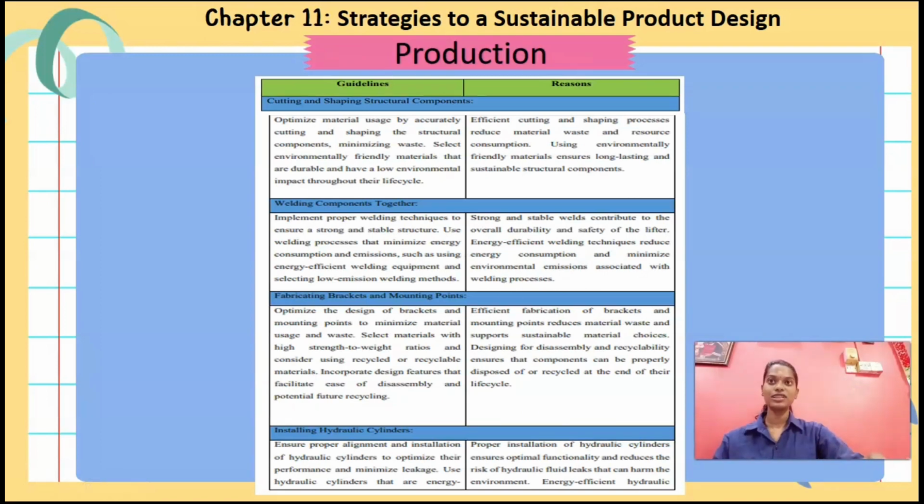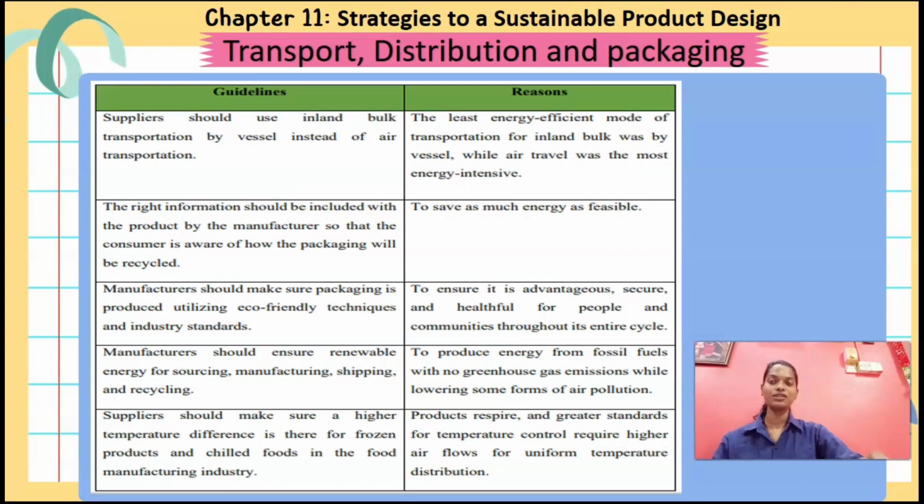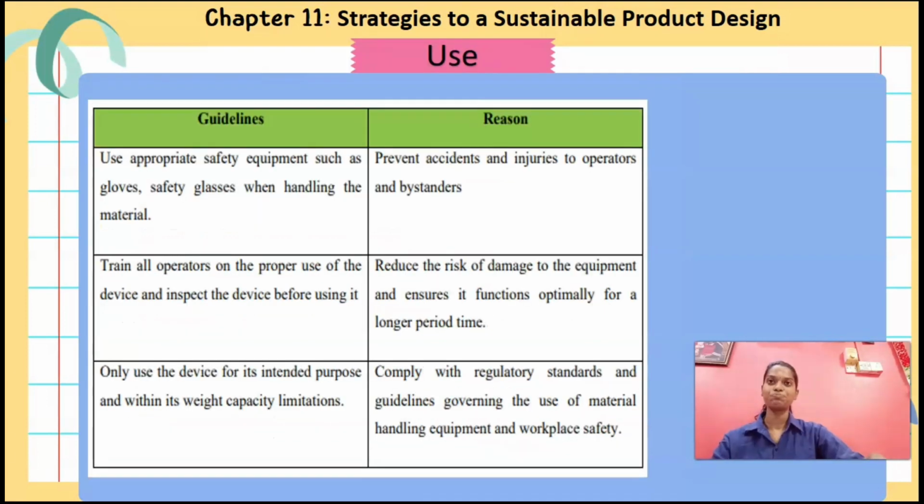And the next one will be production. So these are the guidelines. The reasons are mostly related to the process of production, like efficient cutting and shaping, strong and stable welding, efficient fabrication, and proper installation of hydraulic cylinders. The next one is transport, distribution, and packaging. These are the DFE guidelines that have been created, and the reasons are mostly to ensure advantageous, secure, and helpful transport, distribution, and packaging processes.